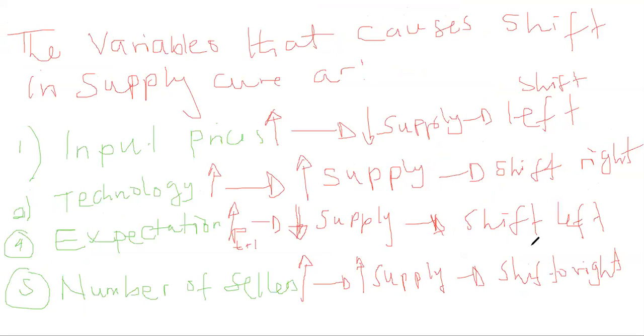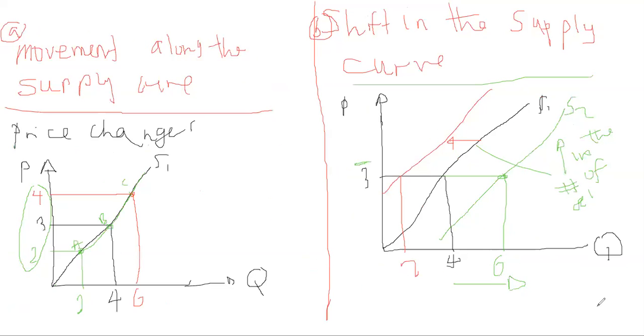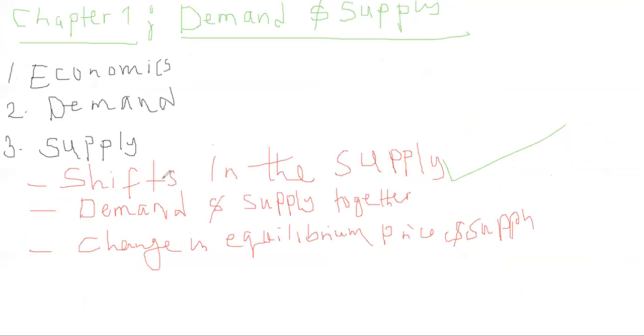All right, so let's continue on. So we know the difference between movement along the supply curve and shift in the supply curve. So now that we know that, we have achieved one of our objectives for today, that is to understand shift in the supply curve. So now our next topic is this: demand and supply together.